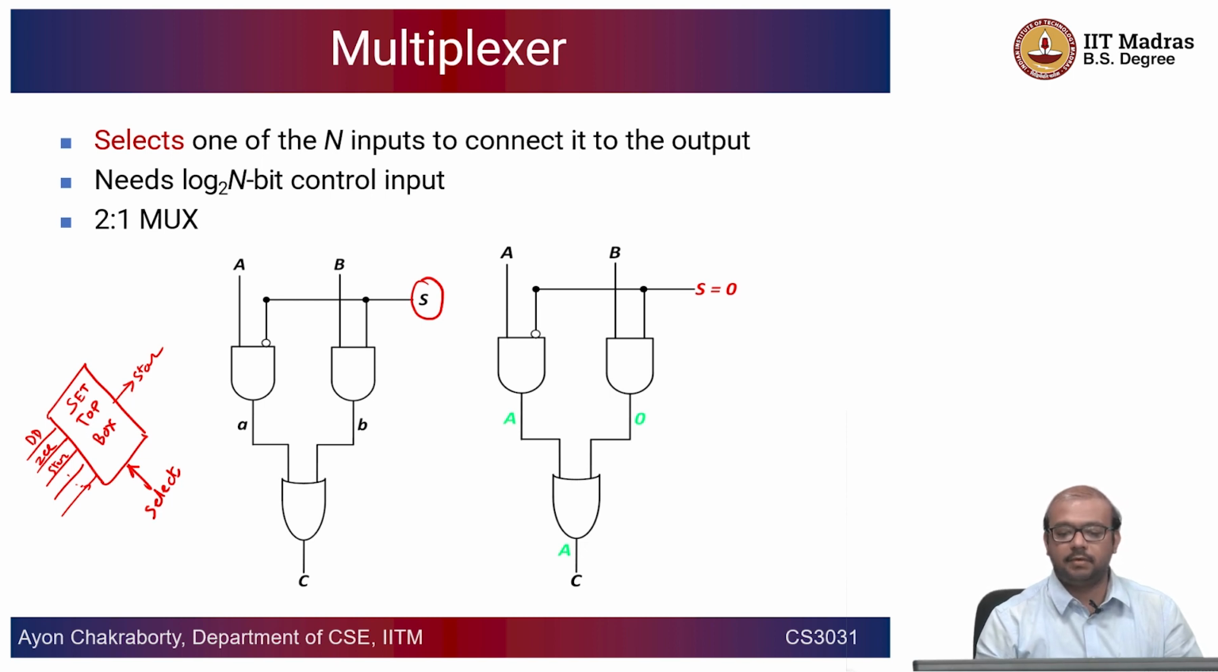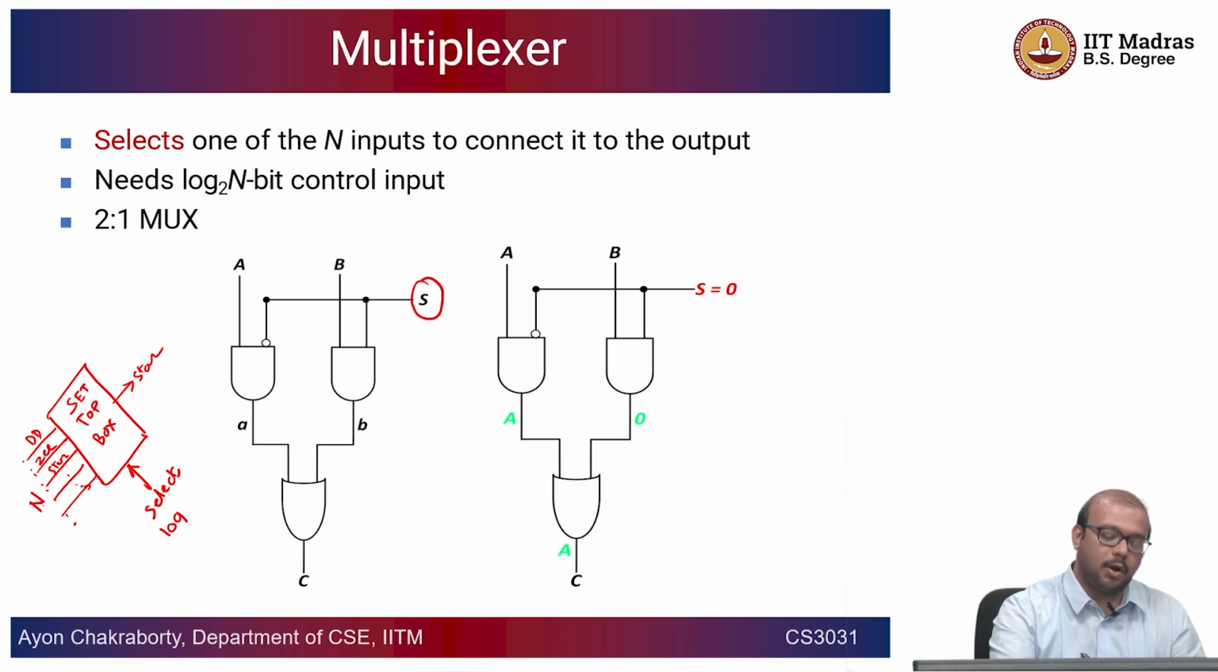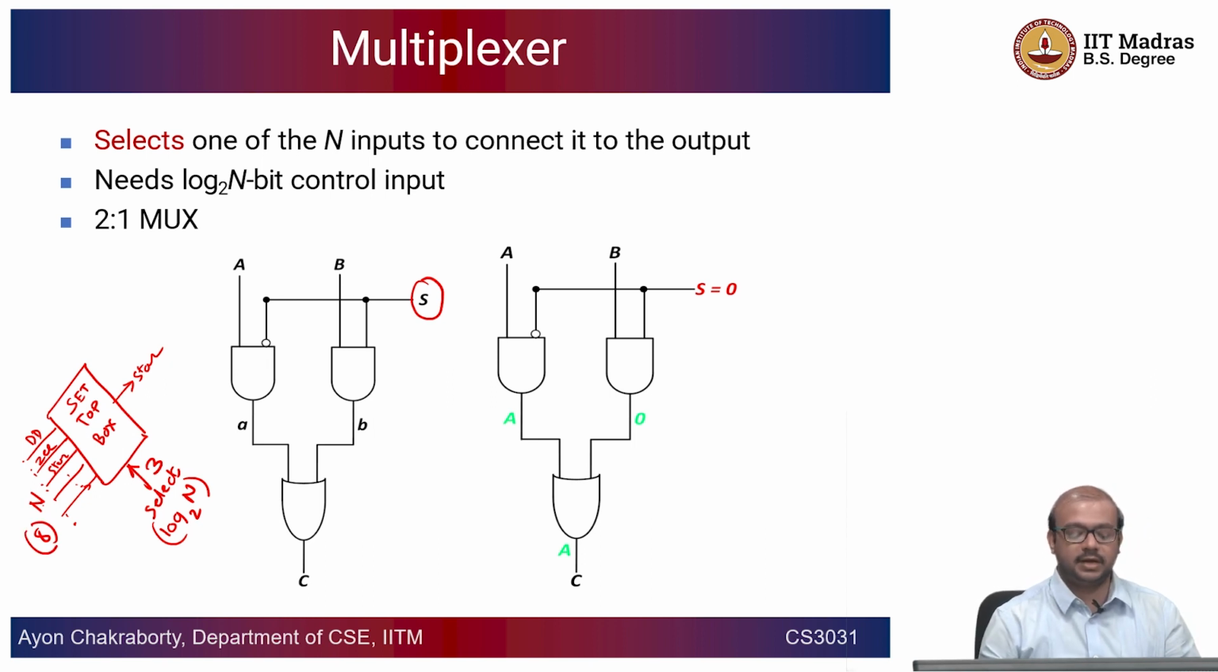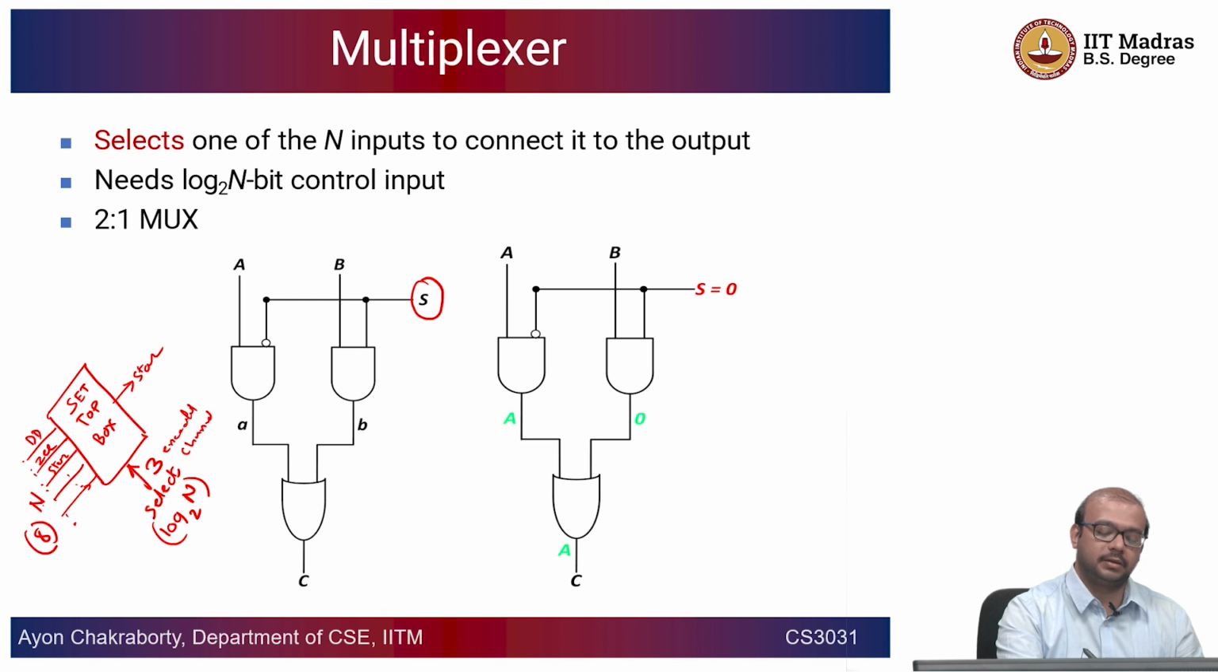So it selects one of the n inputs to connect to the output, and you need log n to the base 2 bits as the control input. If you have n channels, you can choose one using a bit pattern of log n to the base 2 bits. Basically if you have 3 select lines, you can choose from 8 different channels. This is your encoded channel number. If you say 101, this is going to select the 5th line. If you say 111, this is going to select the 7th line, and so on. If you say 000, it is going to select the 0th line.